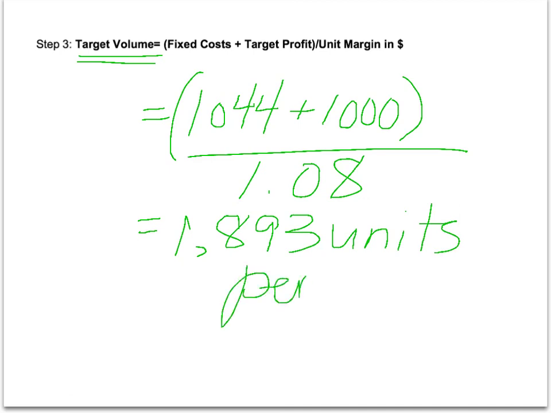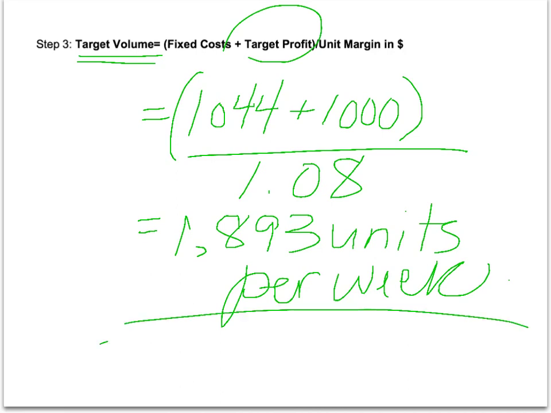Don't forget that that's all calculated per week. So 1893 units per week in order to make that target profit. That's what she's going to have to sell.